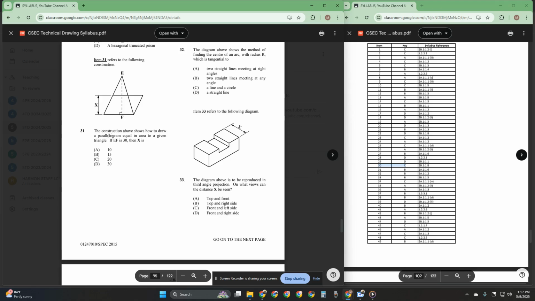31. The construction above shows how to draw a parallelogram equal in area to a given triangle. If EF is 30, then X is, I love this question, they say X is B, which is 15, and that would be correct.